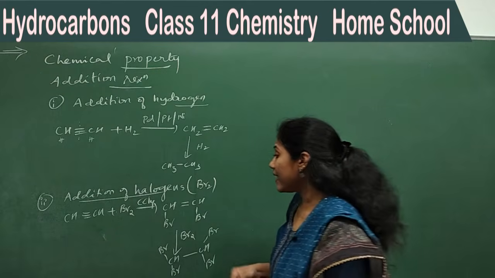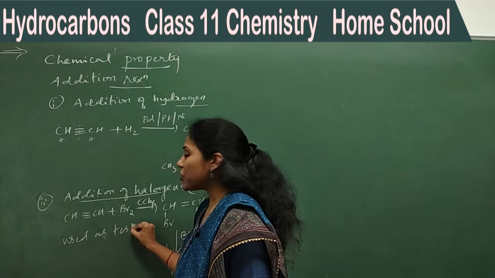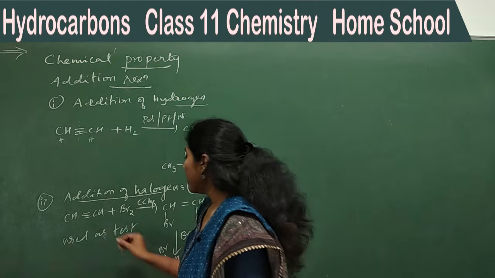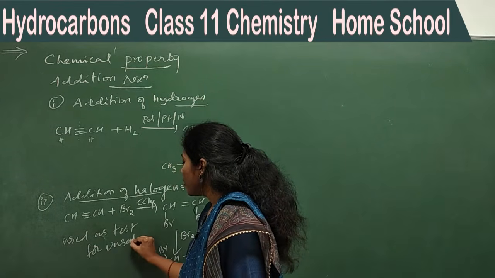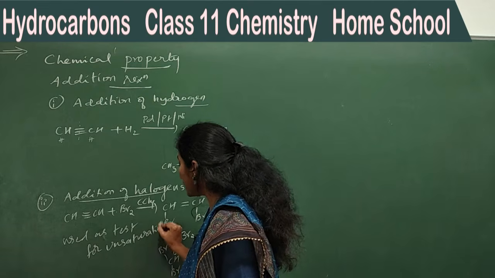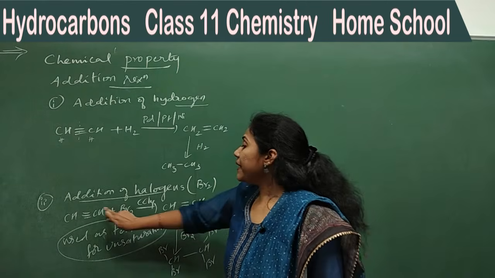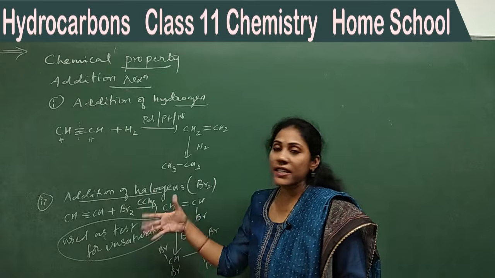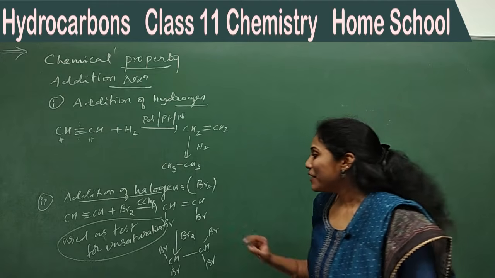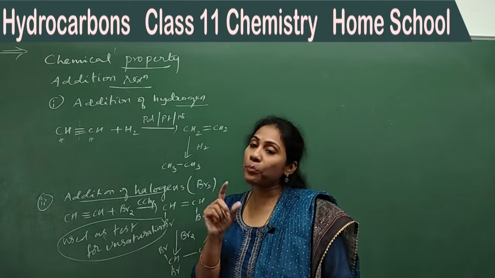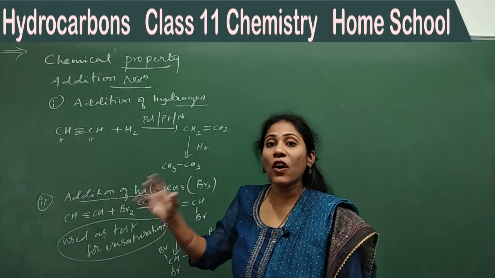And this reaction is used as a test for unsaturation, right? We have also seen it in the case of alkene reactions. So how is this used as a test for unsaturation? Bromine is reddish brown in color. When it reacts with an alkyne this way, it loses its color because it is no longer bromine, it has converted into something else, right? So the reddish brown color of bromine disappears when it reacts with alkynes or alkenes.